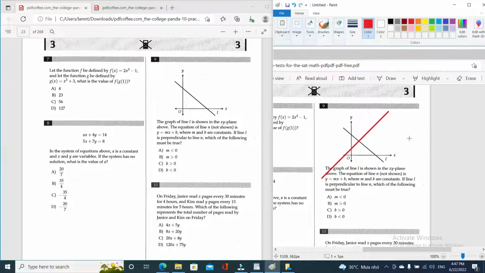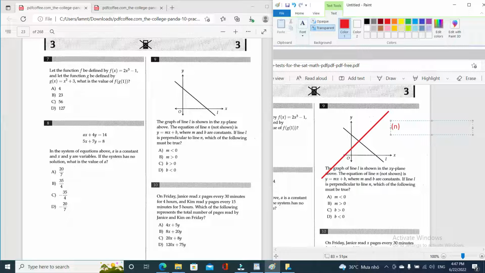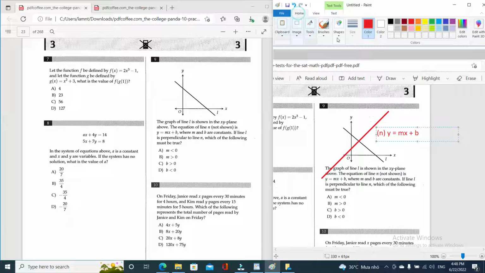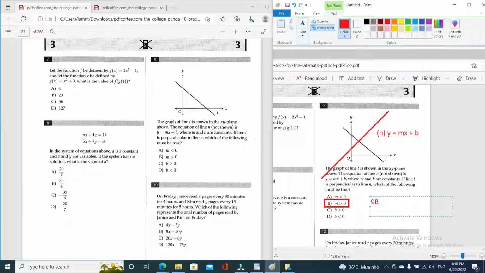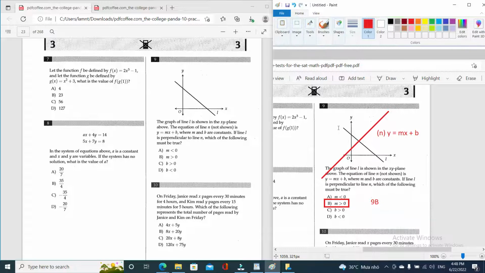So this is n, and n has equation y equal to mx plus b. So you can see clearly from this slope that this is a positive slope, right? So now it should be B. I think now it's B. And let's do 10.